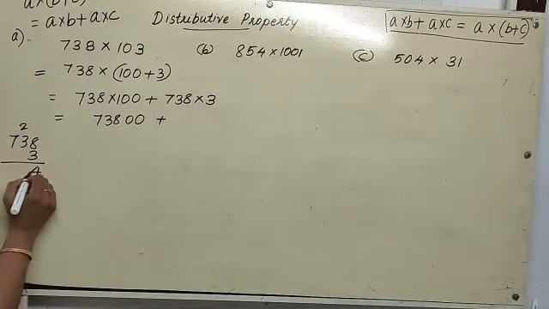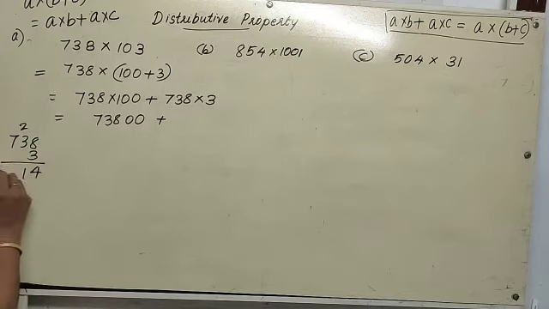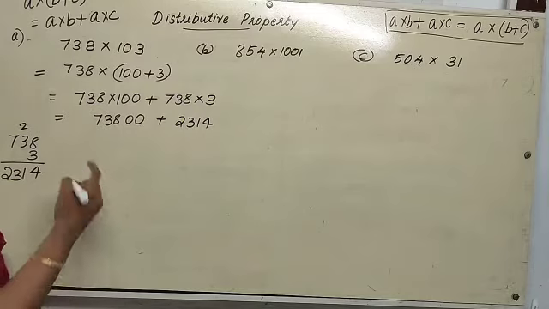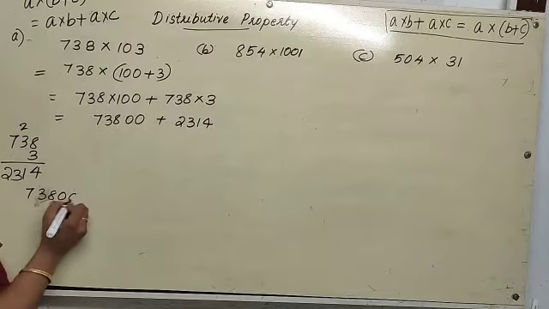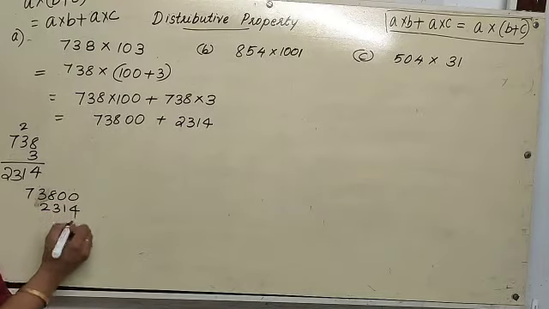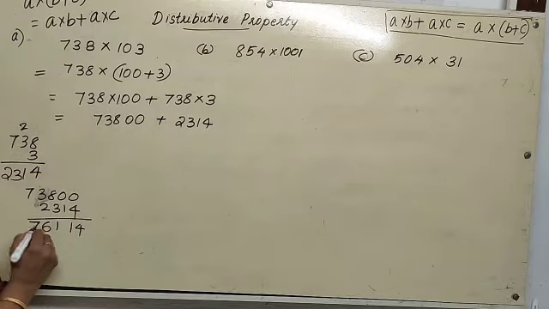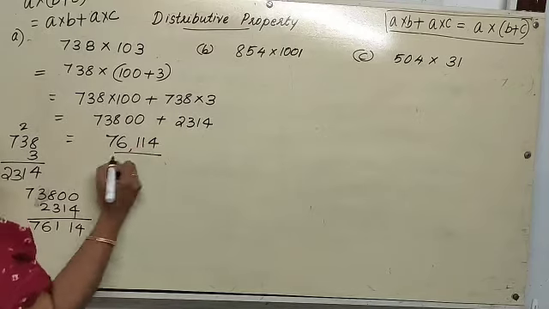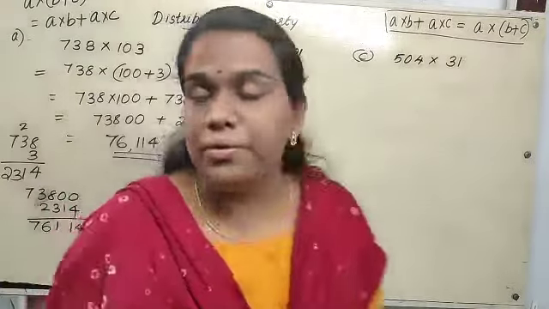8 3s are 24. Then 3 into 3, 9, then the remainder. We get 2214. Okay, we can add these two: 73800 plus 2214. We can add this very easily. 0 plus 4, 4. 1. Then 8 plus 3, 11. Then 6, 7. The answer is 76,014. You may feel some difficulty while doing this. I'll teach you this in our live class.